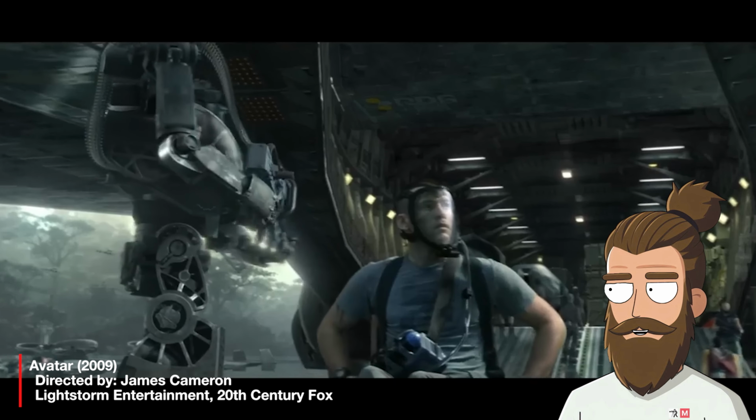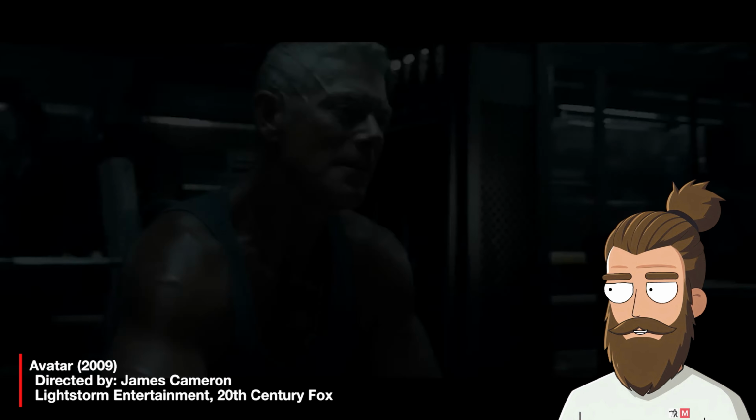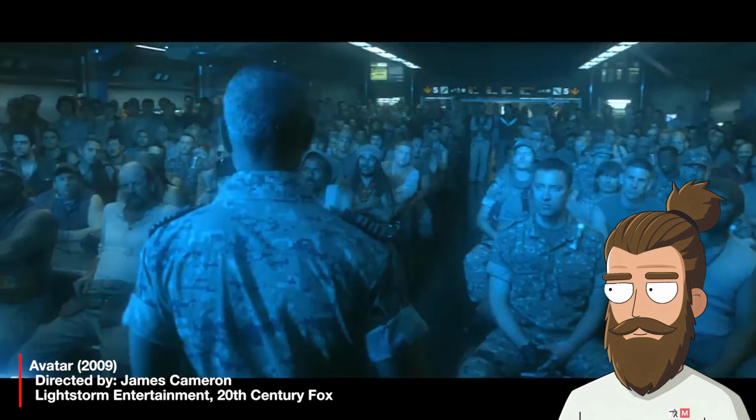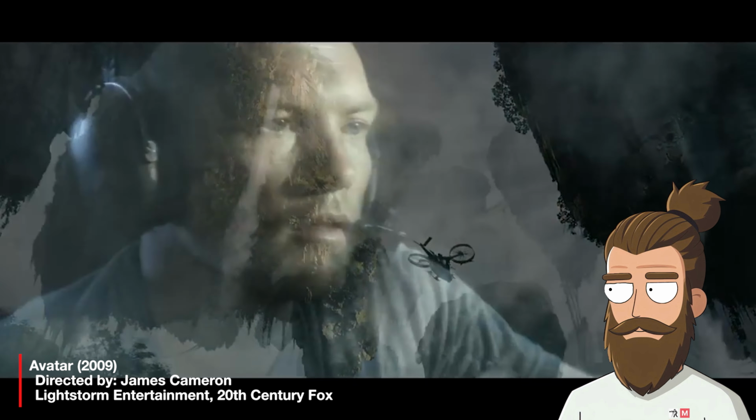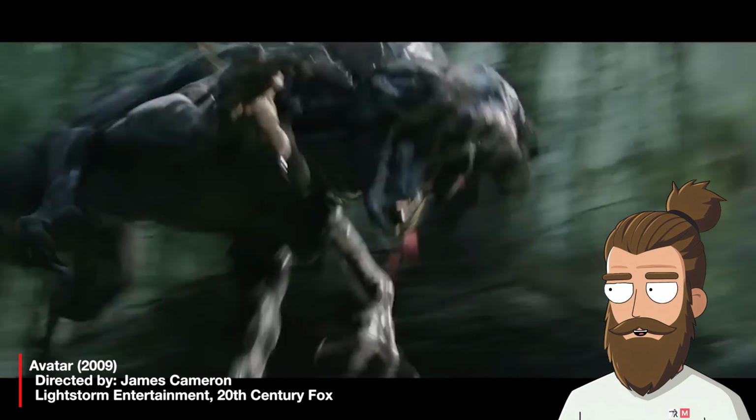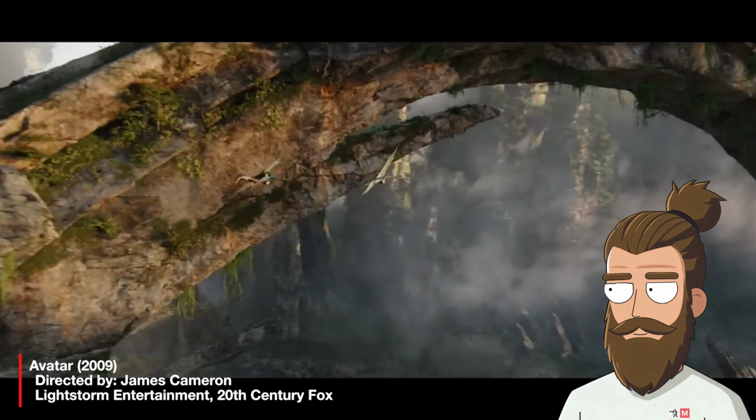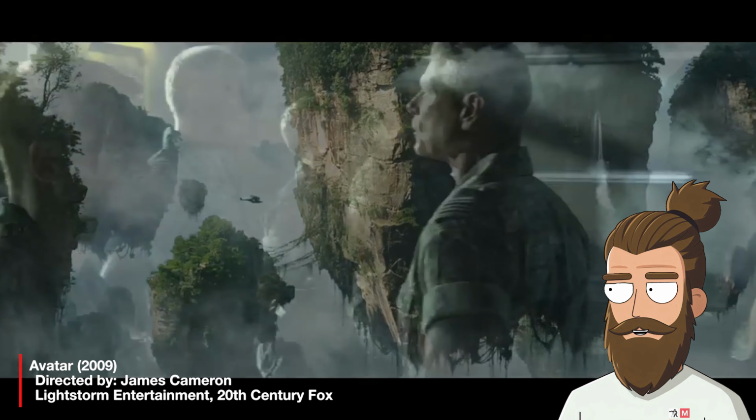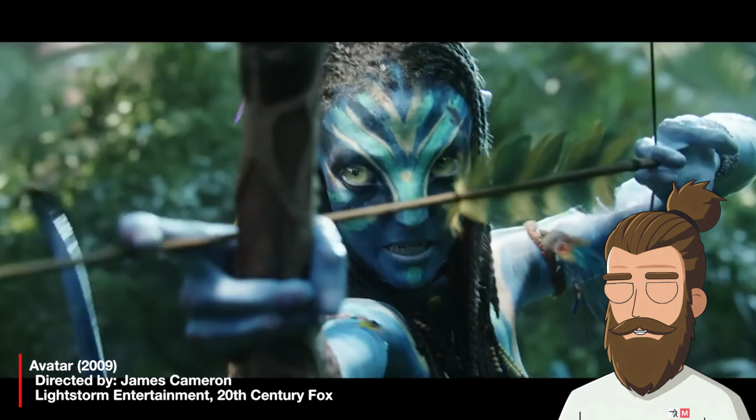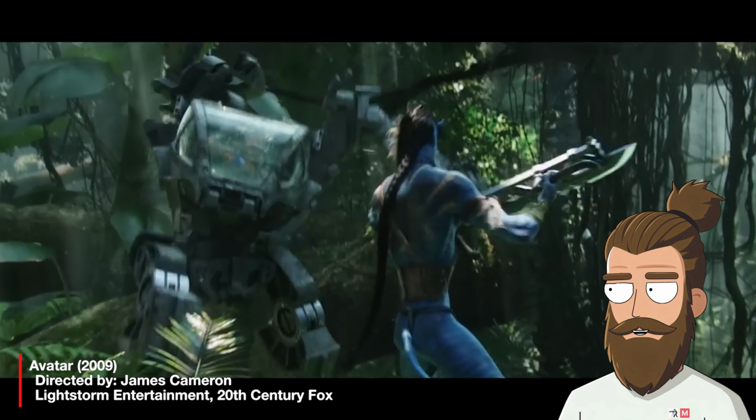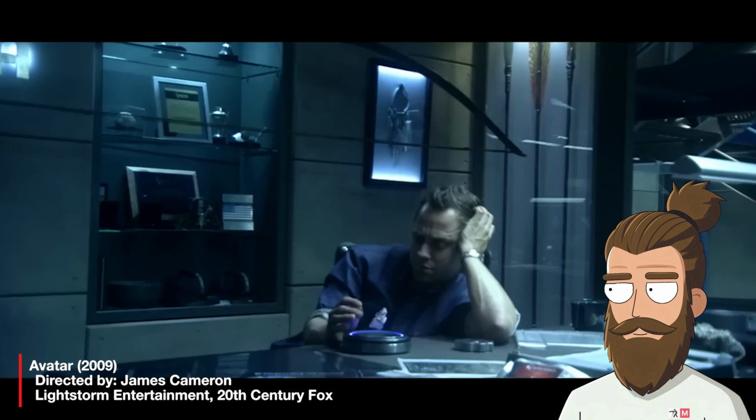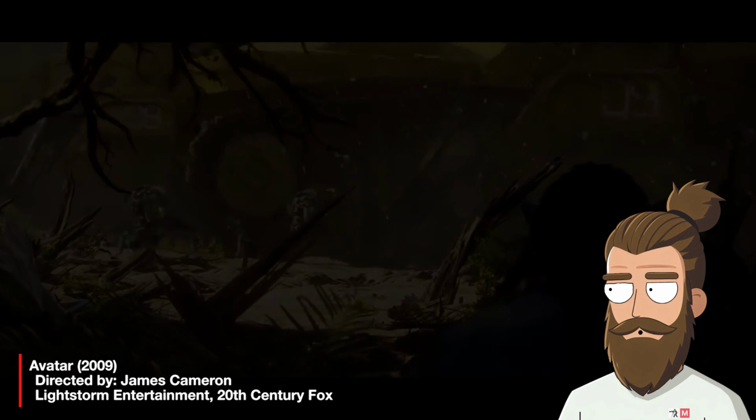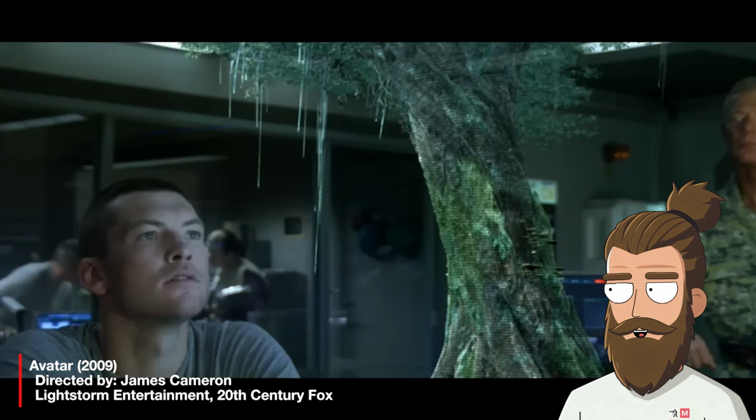On the other hand, CGI or computer-generated imagery allows filmmakers to create environments, characters, or sequences that are impossible or prohibitively expensive to achieve with practical effects. One of the most prominent examples of this is James Cameron's 2009 film Avatar, which used CGI to craft a breathtaking world of Pandora, immersing viewers in a fully realized alien landscape.